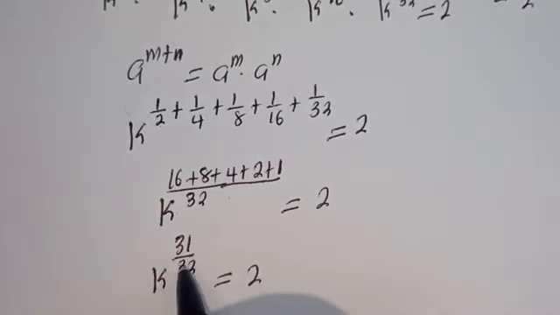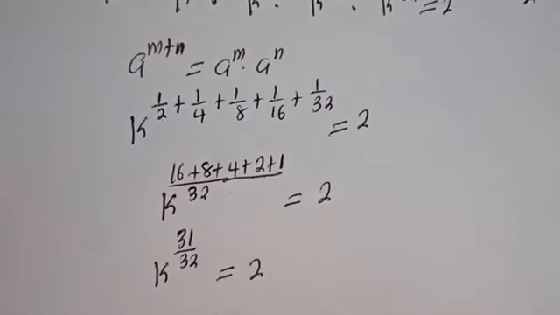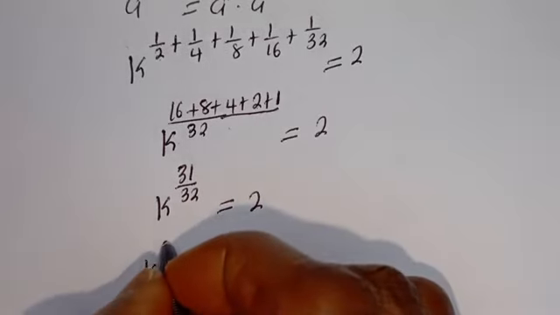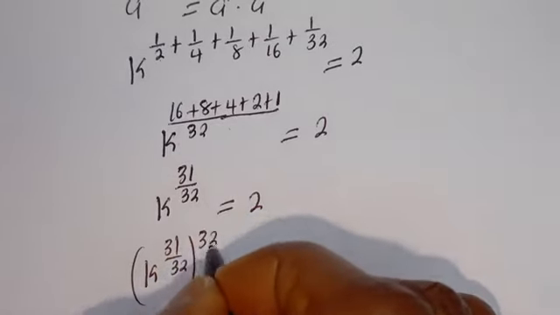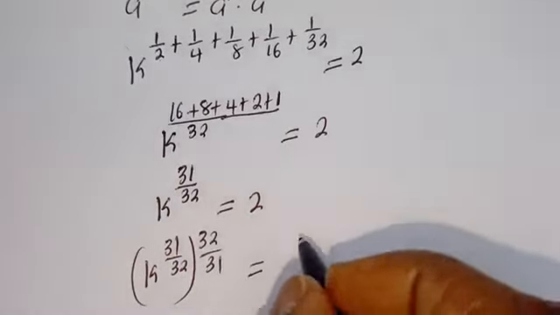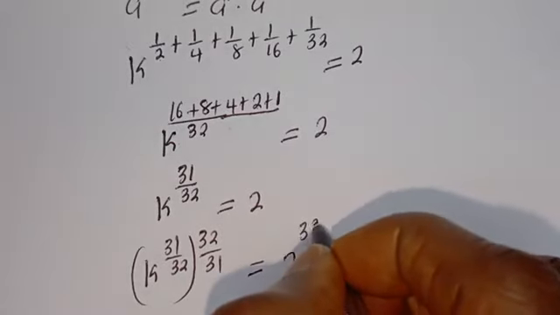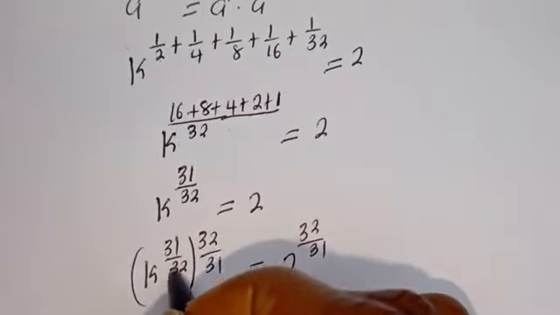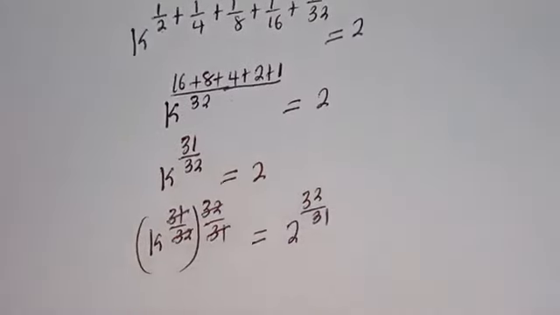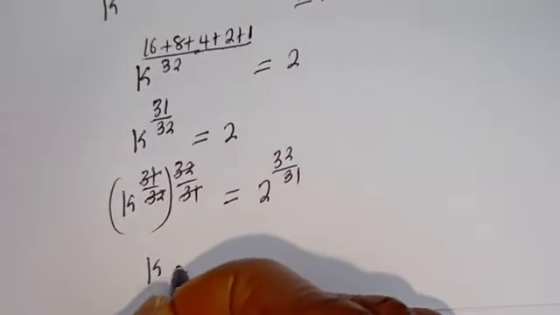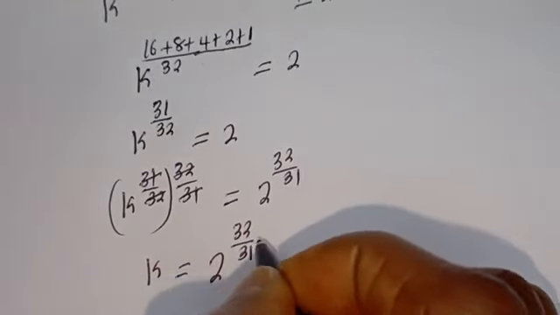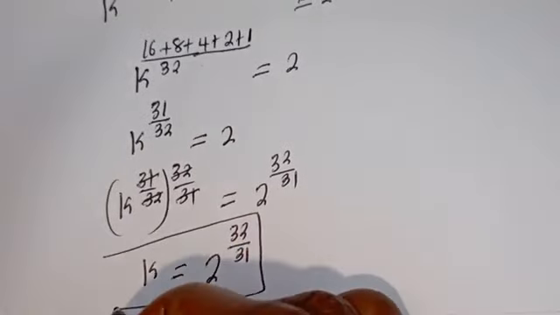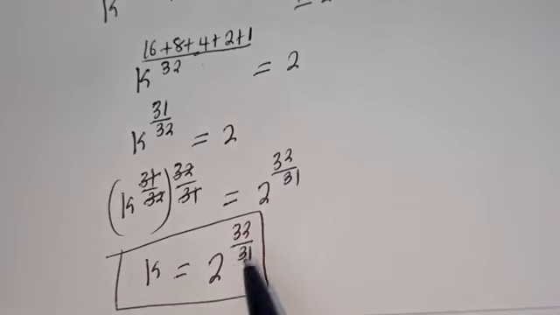Now let's multiply the exponent of both sides by 32 over 31, because we are looking for the value of k. This is k to the power of 31 over 32 to the power of 32 over 31 is equal to 2 to the power of 32 over 31. This will cancel this, and this will cancel this. Then k is equal to 2 to the power of 32 over 31, and this is the final answer from the first method. Now let's consider the second method.